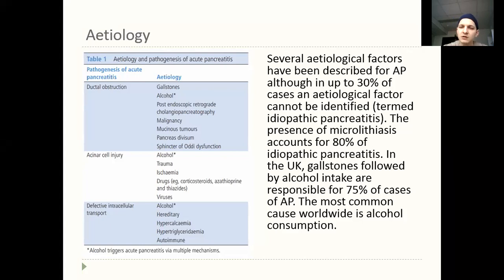Several etiological factors have been described for AP, although in up to 30% of cases, an etiological factor cannot be identified, termed idiopathic pancreatitis. The presence of microlithiasis accounts for 80% of idiopathic pancreatitis. In the UK, gallstones, followed by alcohol intake, are responsible for 75% of cases of AP. The most common cause worldwide is alcohol consumption.